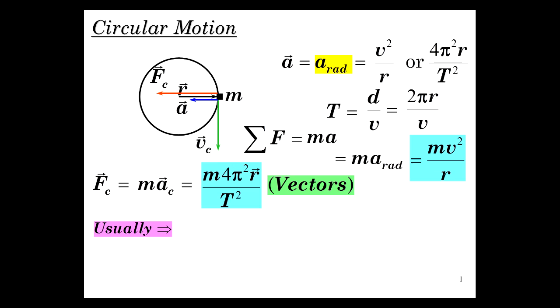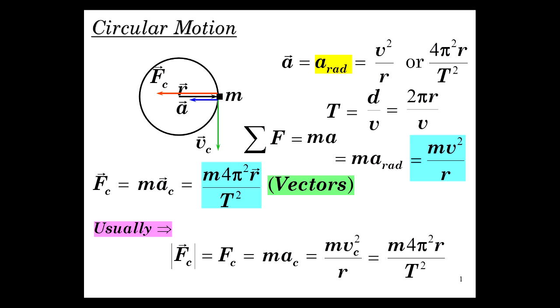Now this is a vector expression for centripetal force, particularly because of this position vector, r. Usually, however, we're just interested in the magnitude of Fc, which is m a sub c, m v squared over r, where v is the speed. And that's also m 4 pi squared r over T squared, just the magnitudes.